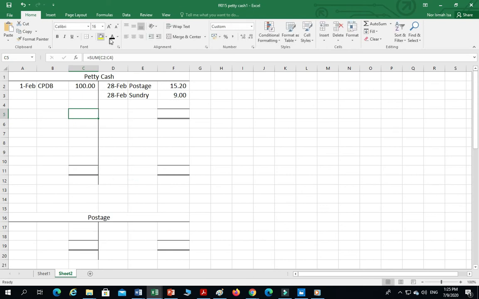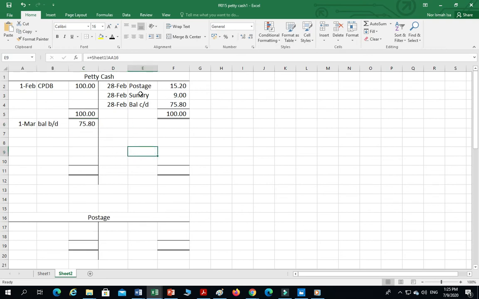So the total for the petty cash is 100. So the balance to date is 75.8. So this balance carried down, you bring to 1 March, 75.8 as balance brought down.